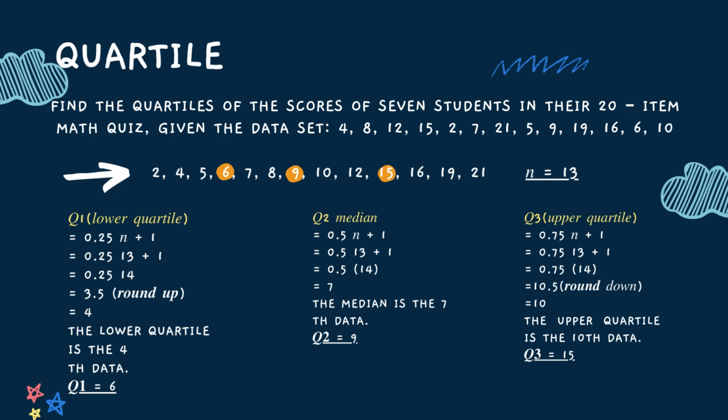And then the difference between the Q1 and Q3 and the Q2 is we will be rounding down the upper quartile. So once you round it down, even if it is 10.5, 10.6, 10.7, or 10.9, we will be rounding it down. So the upper quartile data is on the 10th data. So let's try to count it. 1, 2, 3, 4, 5, 6, 7, 8, 9, 10. So the 10th data is the value of 15. So the Q3 is 15.